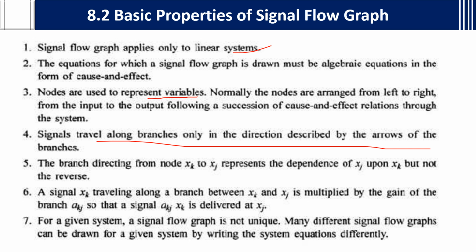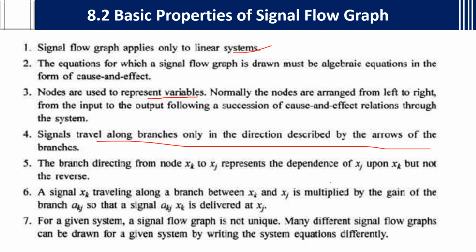The branch directed from node xk to node xj represents the dependence of xj upon xk, but not the reverse. A signal xk traveling along a branch between xk and xj is multiplied by the gain of the branch akj, so that the signal akj xk is delivered at xj. See, we multiply the gain, no? So from this node to this node we multiply the gain, because whatever is here is going to be sent to this node. So that is why we multiply.